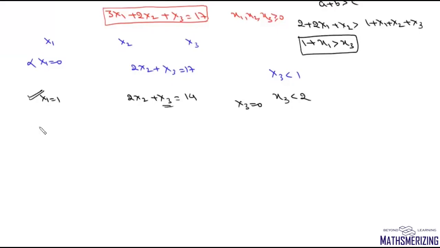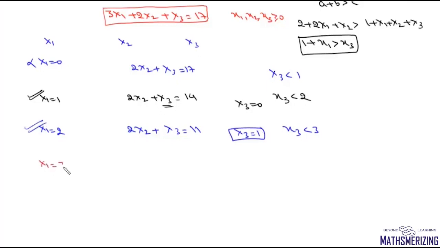Now we'll take x1 as 2. So we'll write 2x2 plus x3, and it'll be 11. And here x3 is less than 3. Now again x3 has to be an odd number. So the only odd number possible in this case is x3 equals 1. So that's our second triangle possible.